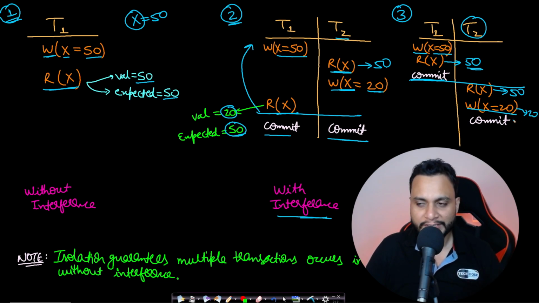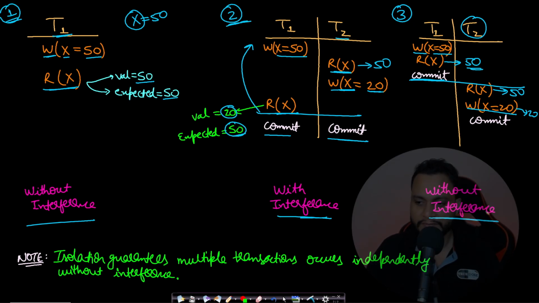So there is no inconsistency. Actually T1 and T2 happen in a serial order. First T1 happens entirely and then T2 happens. So none of these transactions will have any interference from each other. So this group of transactions is without interference. The first one which I had shown, where there was only one transaction, was definitely without interference because there were no more transactions running. In the second example, we had interference, and in the third, we do not have any interference.